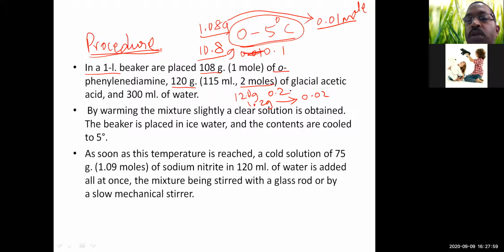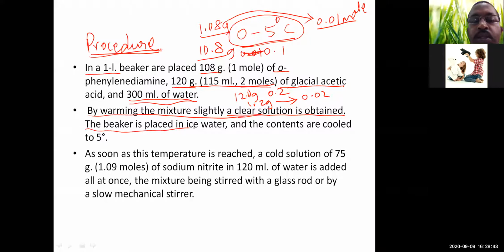And this orthophenylene diamine is placed in a 1 liter beaker, and 30 ml of glacial acetic acid and 300 ml of water are taken. So here 120 grams of the glacial acetic acid is taken, and by warming the mixture slightly, a clear solution is formed. That means for dissolving it. Why do we heat it preliminarily? As we know, the increase in temperature will increase the solubility of a solid substance.